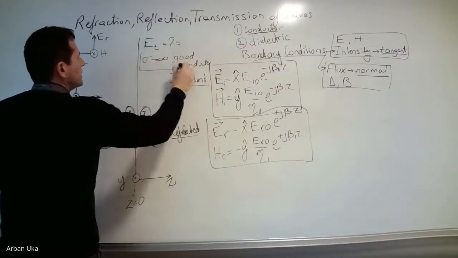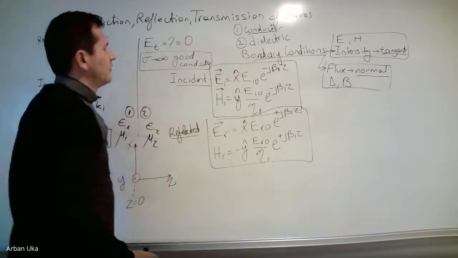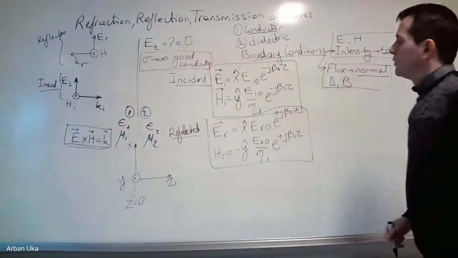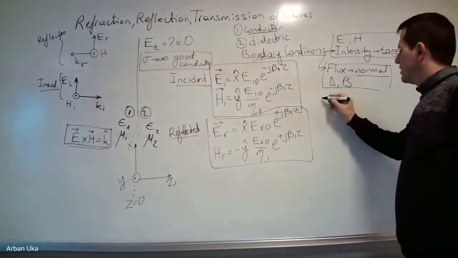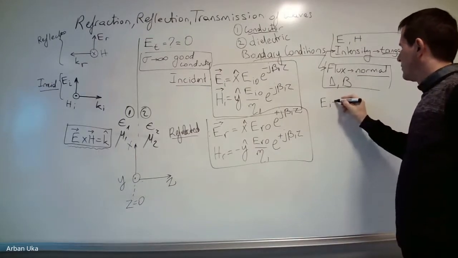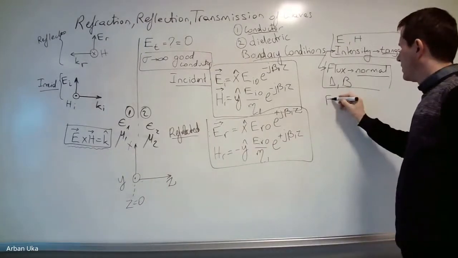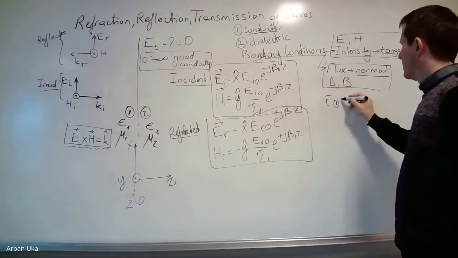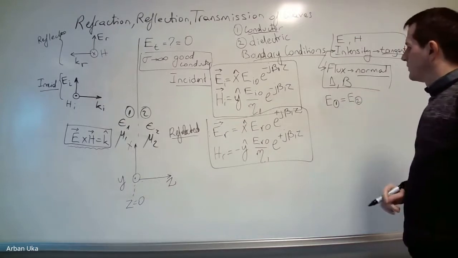What is the electric field inside the conductor? We get the following. In this case, the boundary condition tells us that the electric field vector in region 1 should be equal to the electric field vector in region 2.